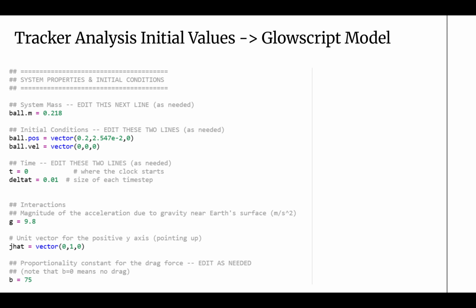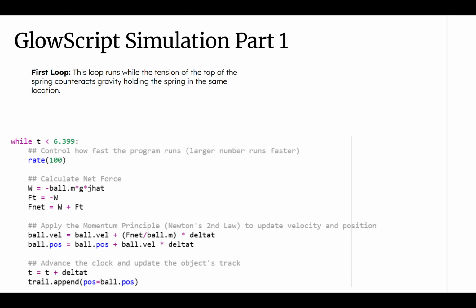So we have the system's mass in kilograms, we have the position in meters, we have the time, and we have the gravitational constant, and we also have the j hat in this case, which is just the unit vector for the positive y-axis, and the proportionality constant, which ended up being 75.